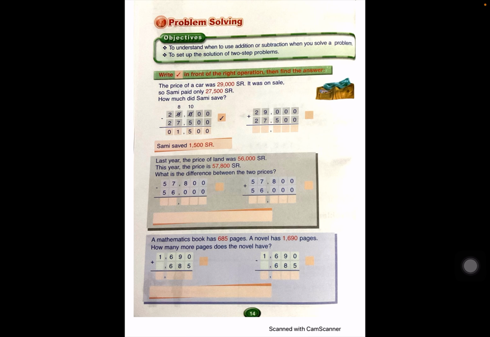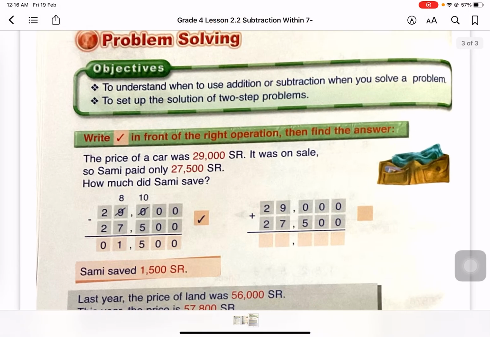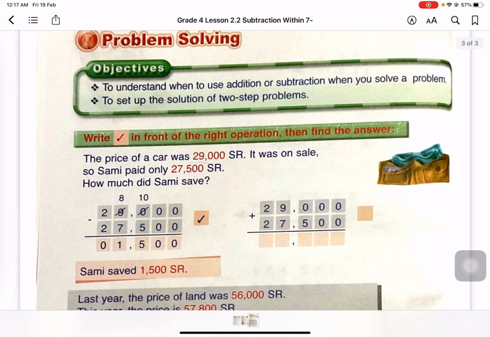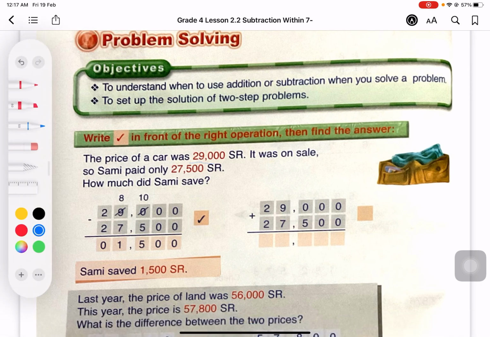The price of a car was 29,000 riyal. It was on sale, so Sami paid only 27,500. He should pay 29,000, but he didn't. He paid 27,500. So he has a discount. So he saved this amount of money.